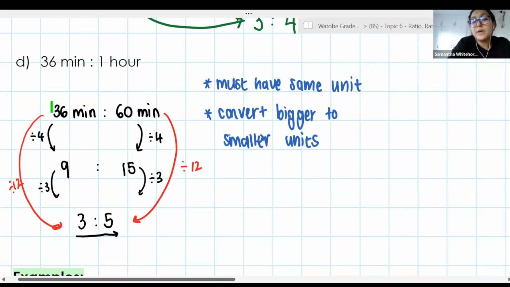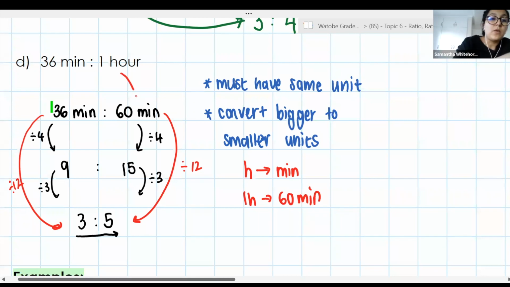So what we want to do is convert the units. Again, I've given you the advice of convert the bigger unit to the smaller unit. So we want to go from hours to minutes. We know that there are 60 minutes in 1 hour, and so this is why my 1 hour becomes 60 minutes. From there, your units are now the same. We can see that we've got minutes and minutes, which means now I can start my process of simplifying this ratio.